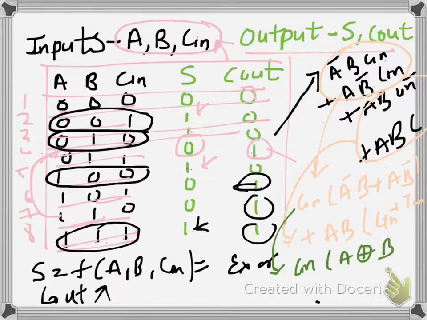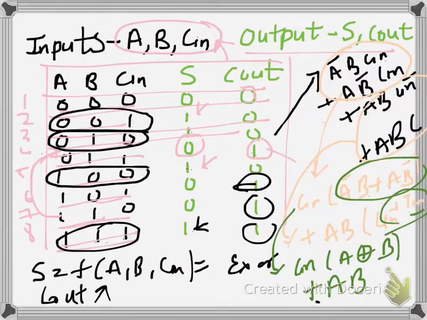Look, it is XOR only. A bar B plus A B bar, this one is XOR. So C in into bracket A XOR B plus AB. C in plus C in bar will come out to be 1 always. So we have the functions of both S and C out. So we can now move forward to implement it.